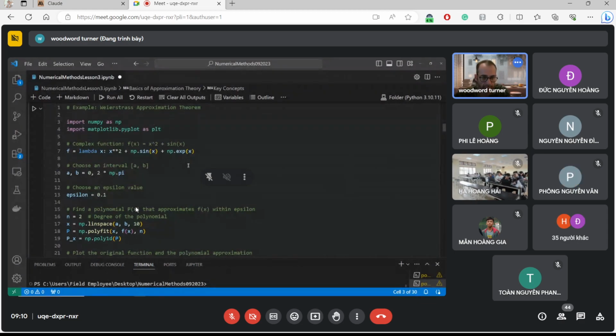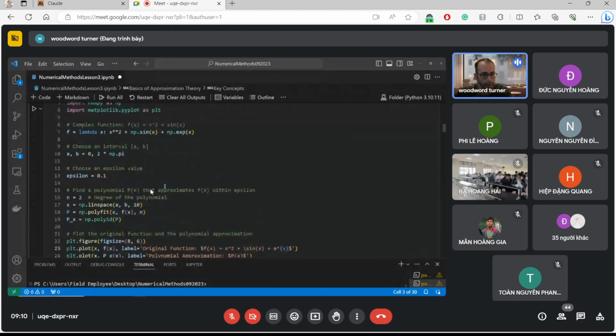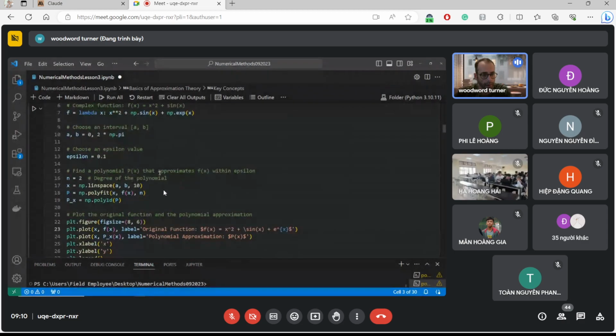Okay, so that's the continuous function that I want to approximate. And then I choose my interval, AB, so that's 0 to 2 pi, right? I've got sines and cosines and exponentials in there, so that's a good interval for that. And then after that, I choose my epsilon value, 0.1. Now I want to find a polynomial that will approximate this function within this epsilon.